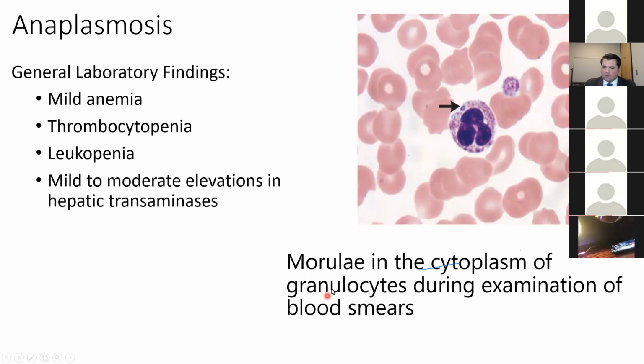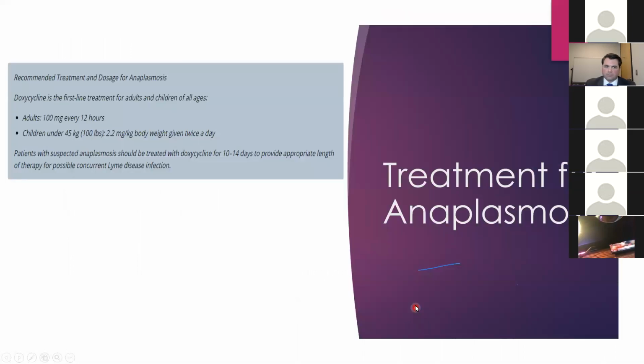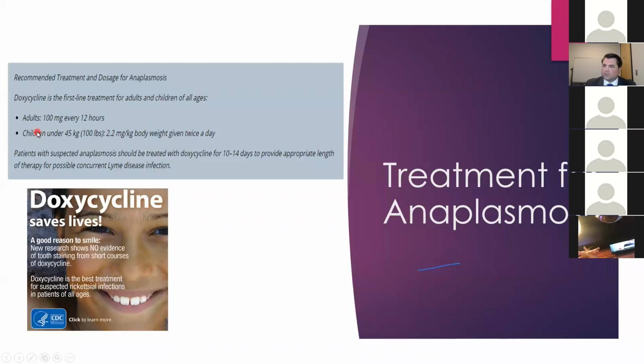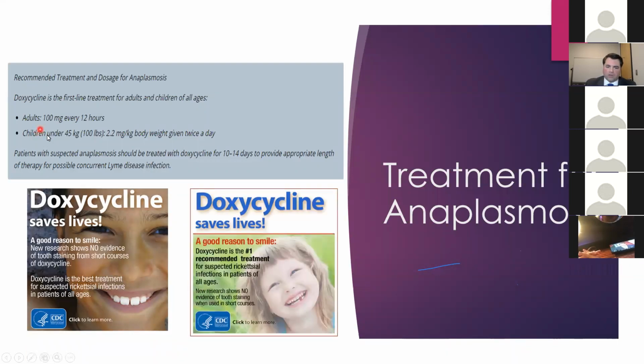And here again, you have the morula in the cytoplasm of the granulocyte. And so you can see the morula here. And the treatment, doxycycline. So adults or children, the treatment is doxycycline. And people will say, well, I don't want to give doxycycline to children. And we'll talk a little bit more about that later, but the big campaign now is that doxycycline saves lives.